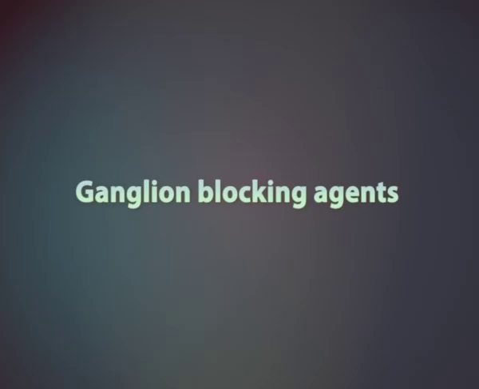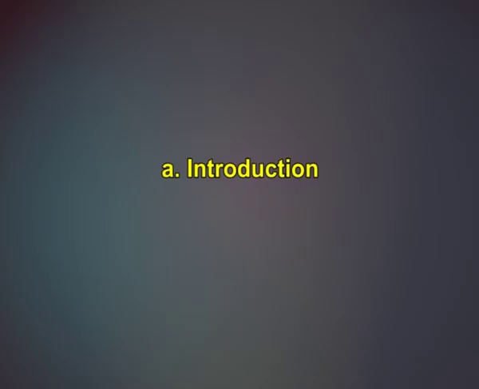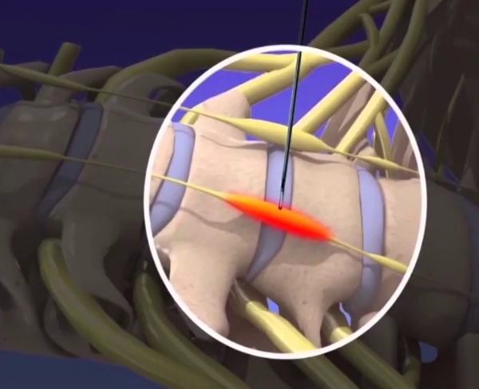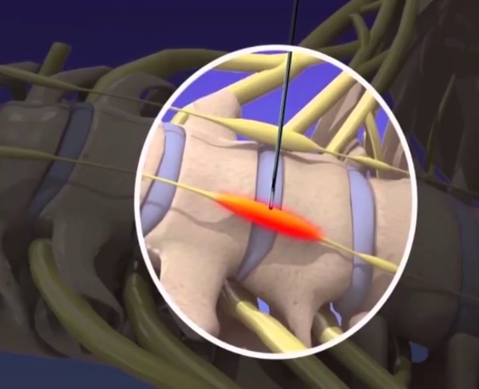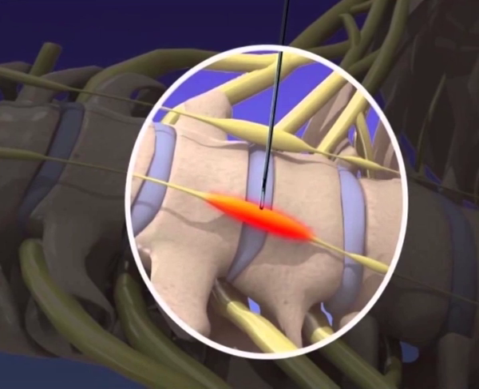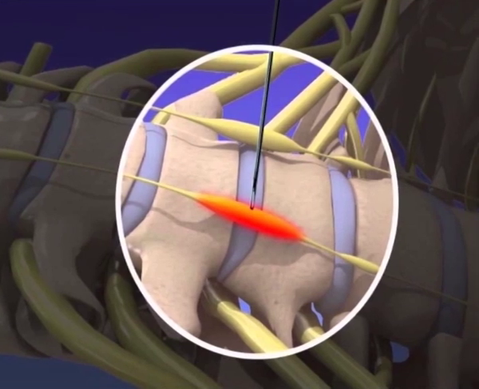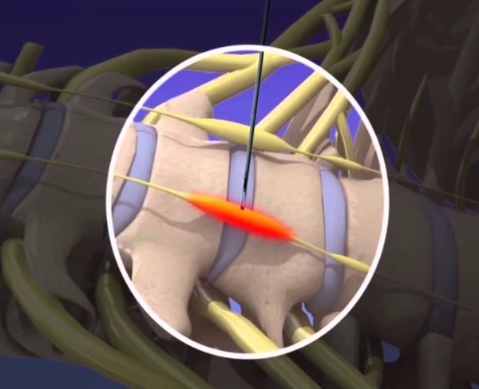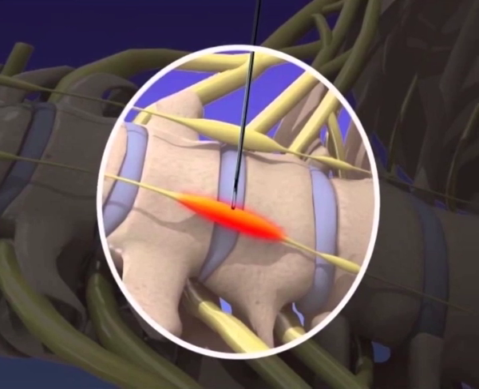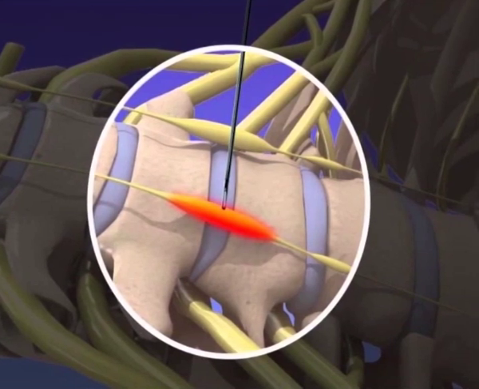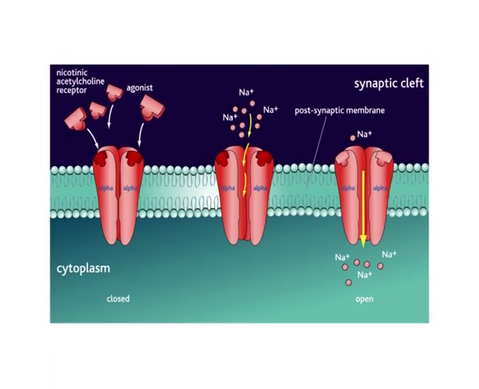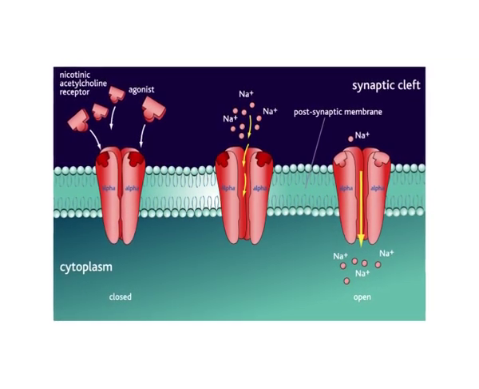Ganglion blocking agents. Ganglion blocking agents are further divided into the following parts: A. Introduction, B. Examples, C. Uses. First we will take the introduction. A ganglion blocker is a type of medication that inhibits transmission between preganglionic and postganglionic neurons in the autonomic nervous system, often by acting as a nicotinic receptor antagonist.